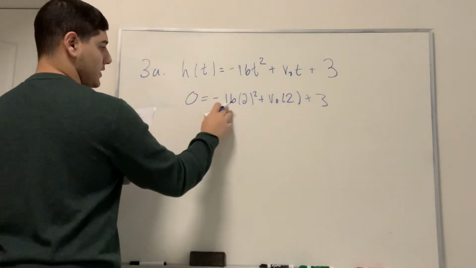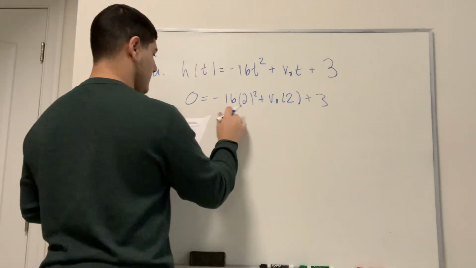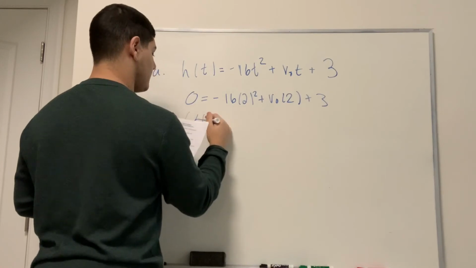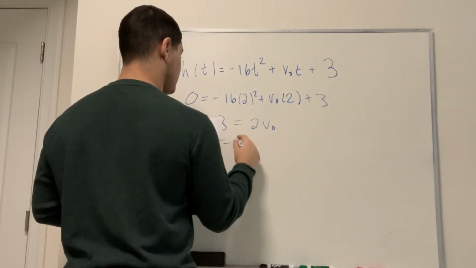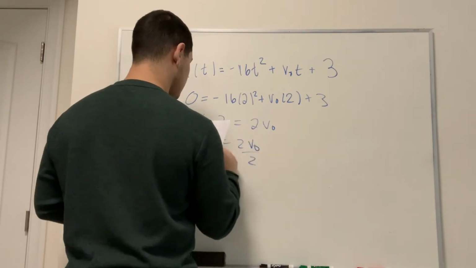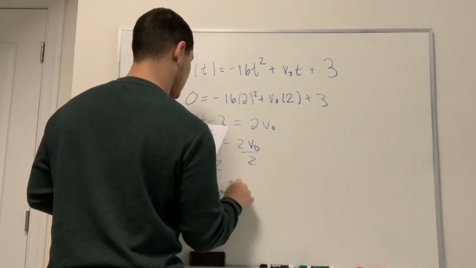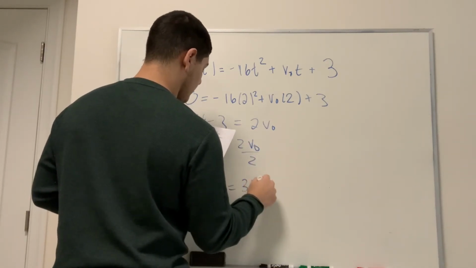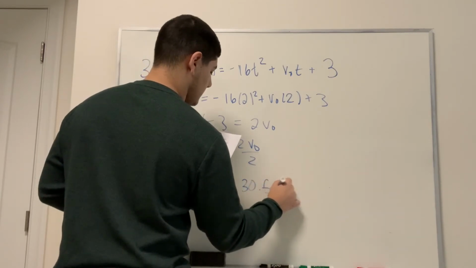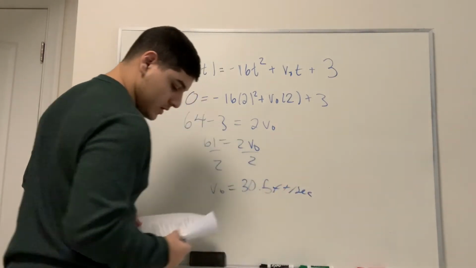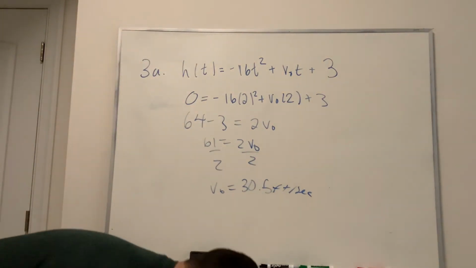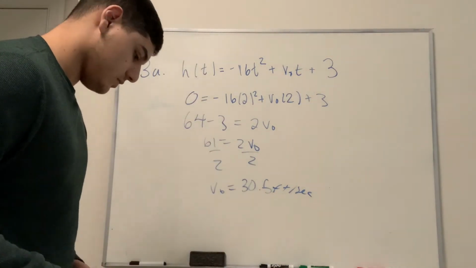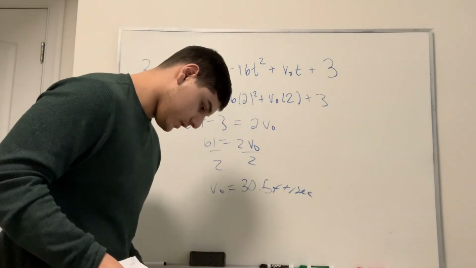So 4 times negative 16 is negative 64. I'm going to add it to here, and then I'm going to subtract 3, and 2 v naught equals 61. 2 v naught. V naught equals 30.5 feet per second. I believe that's correct. Initial velocity, yeah.